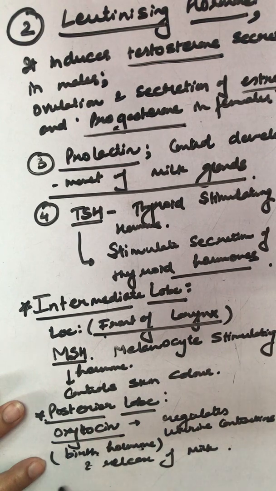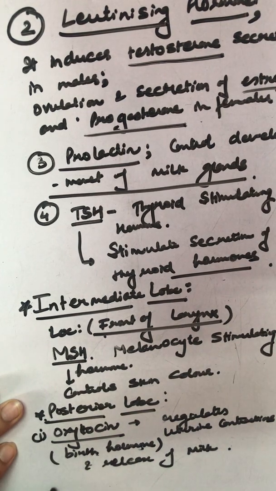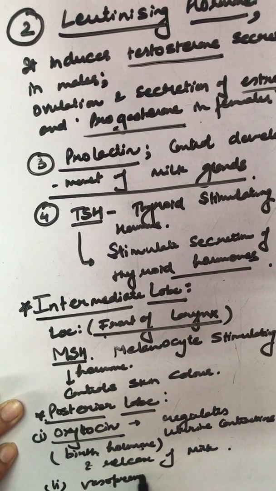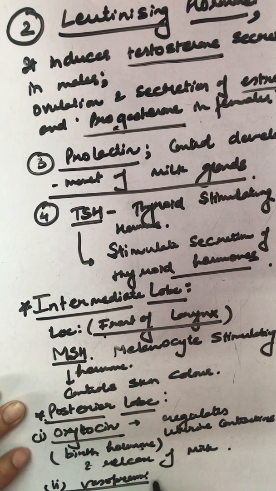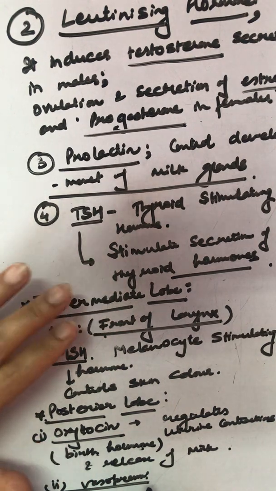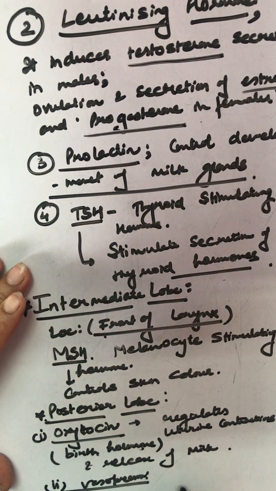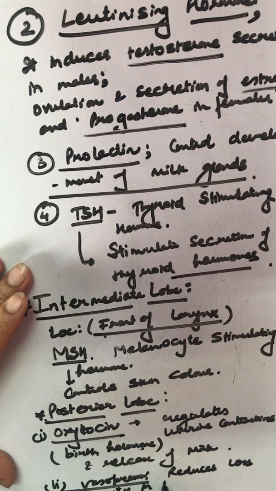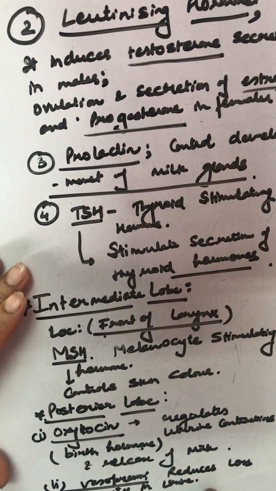Now moving to the next one. One is oxytocin, another one is vasopressin. It keeps a check on the level of water and ions present in the kidneys. So mainly it reduces loss of water in urine. It leads to water reabsorption in the kidney tubules whenever there is less water.